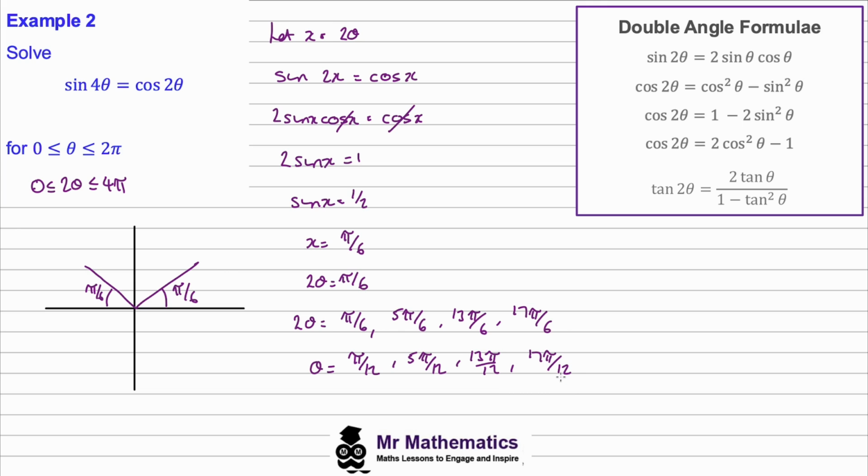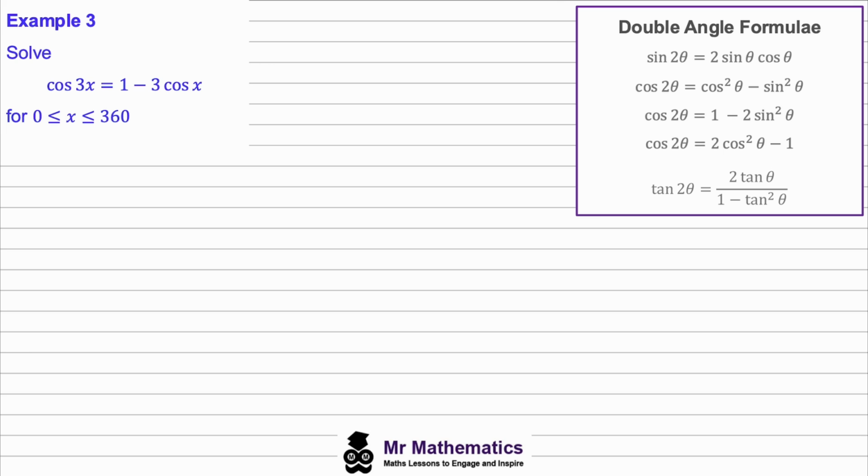Let's try one more question. Okay, so finally, in example 3, we're asked to solve a cos of 3x equals 1 minus 3 cos x within the range 0 to 360. The problem we have is this cos of 3x. We need to use the double angle formulae. So how do you think we could rewrite this equation using the double angle formulae?